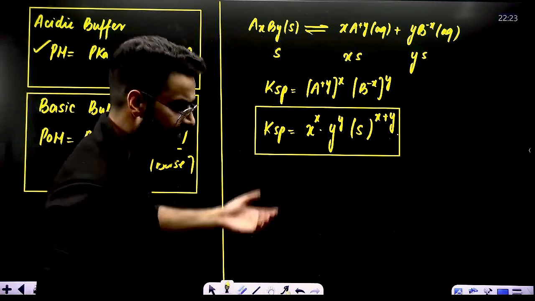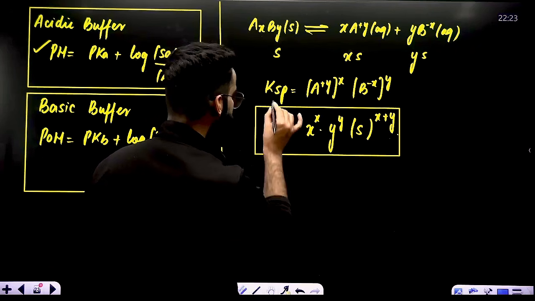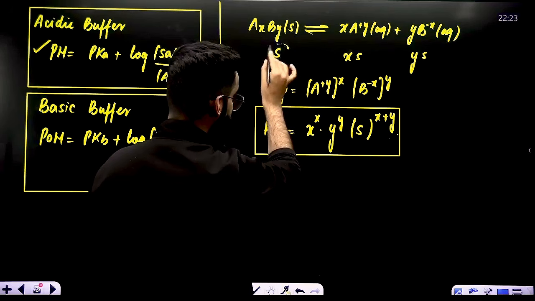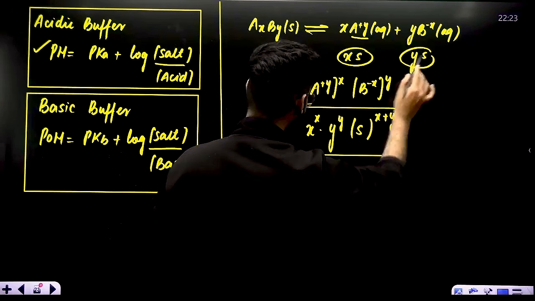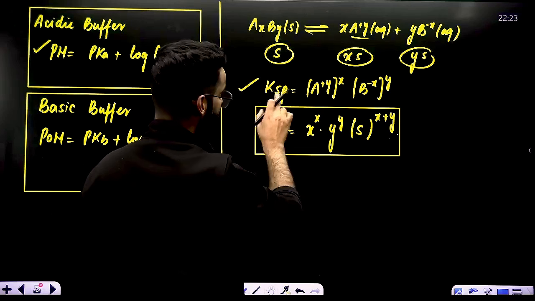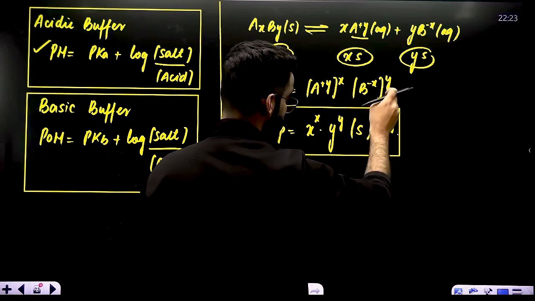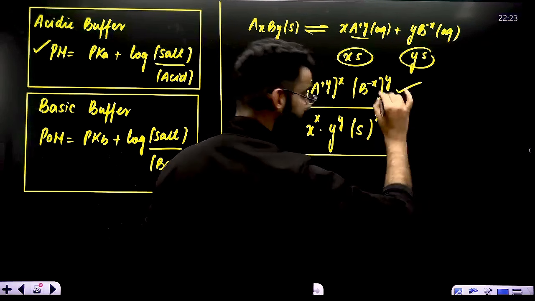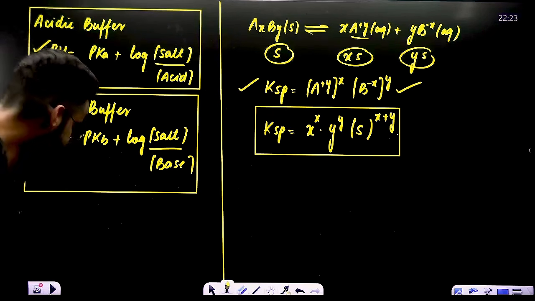Perfect. And similarly, whenever you have got a sparingly soluble salt, how do you calculate its solubility product? This is the way. If the solubility here is S, concentration of A^y+ will be x times S, this will be y times S, and Ksp, solubility product, will be concentration of A^y+ raised to power x multiplied by concentration of B^x- raised to power y. This is the general expression with the help of which we calculate the solubility product, right?